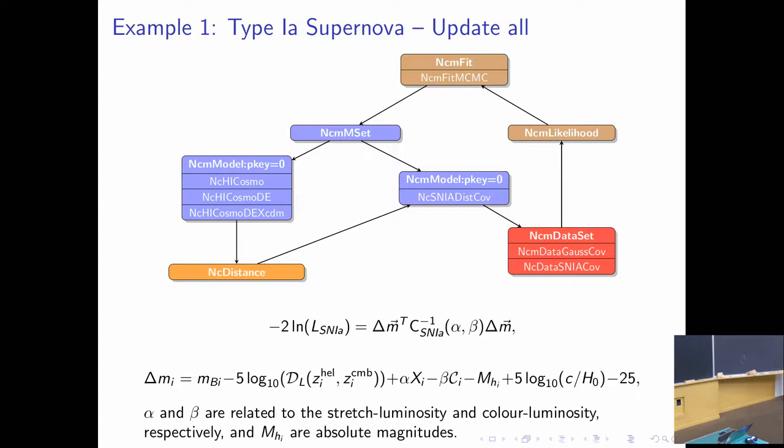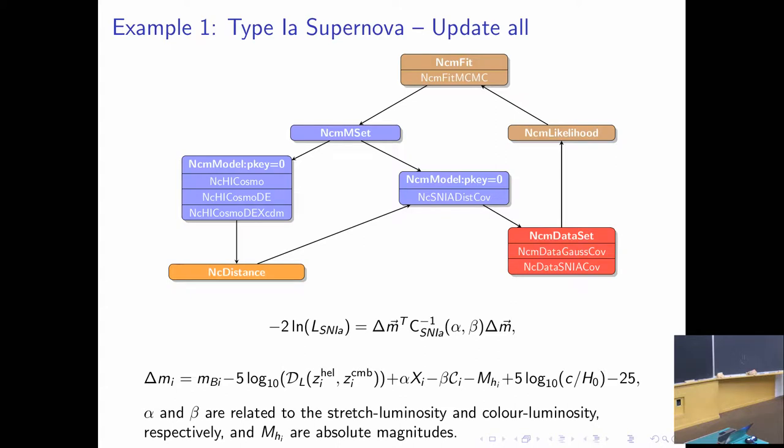So this likelihood, for instance, is a likelihood written on top of the data Gauss-Cov. That's a general object for Gaussian distributed data when you know the covariance, not the inverse of the covariance, because when you know the inverse, you can use it to be a little bit computationally quicker. And on top of this object, there is this data supernova covariance object. It needs a model like this to compute the mean and the covariance, so it calls this object here. And this object calls all the necessary requirements for it. So it calls the distance model, and the distance model then calls the cosmological model.